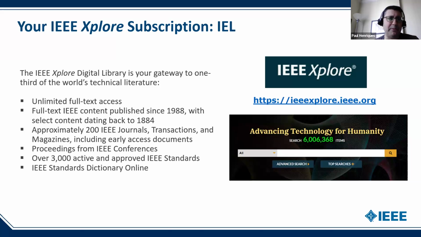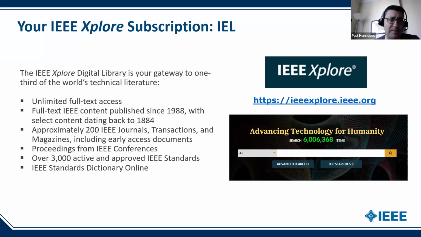This is a little bit of a review of what you have access to in Xplore. So you have what's called the IEL. It's the online library. I like to call it the all-you-can-eat of IEEE Xplore because it gives you unlimited full-text access to journals and conference proceedings back to around 1988. And there is select content that dates all the way back to the 1800s in the database that you'll find.